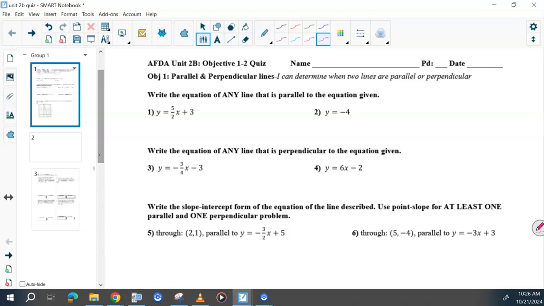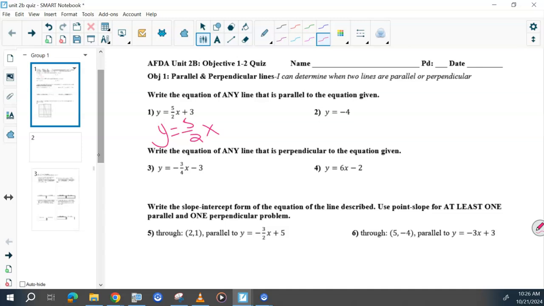Most of us did fine for numbers 1 through 4. There were some issues. For the parallel ones, make sure you're doing the same slope. So that could be y equals 5 over 2x. Pick any y-intercept that isn't 3, and you were fine. If you changed your slope, that's not what you're supposed to do for 1 and 2. So I'm going to leave mine like that. You could have whatever y-intercept you want, just not positive 3.